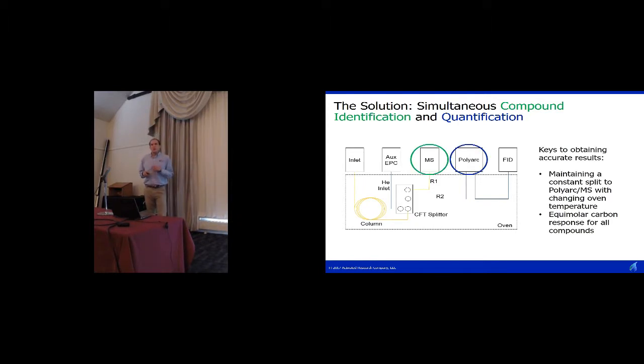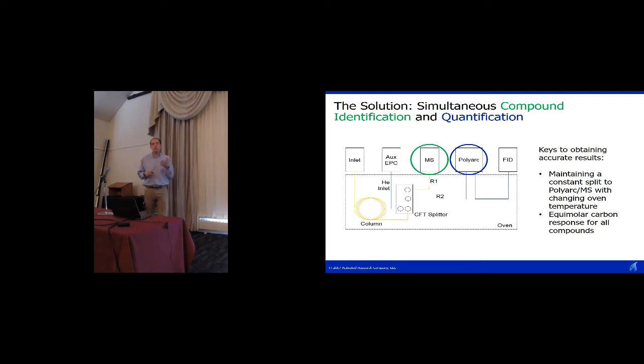So the keys here, and the difficult points that we had to figure out before this would work, was maintaining a constant split ratio as a function of oven temperature. Because if the split ratio changes as a function of oven temperature, and you have a single standard in your chromatogram or you're using an external standard, well then you can't relate the area per mole of carbon, for example, of that standard to all the rest of the peaks. So you have to have a constant split ratio when the oven temperature changes.